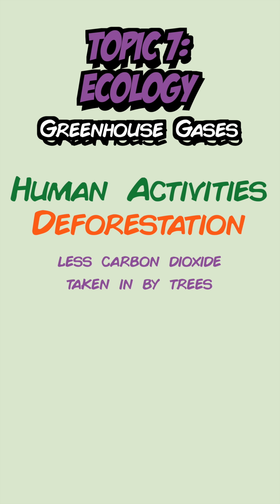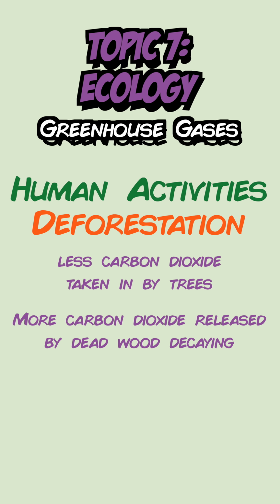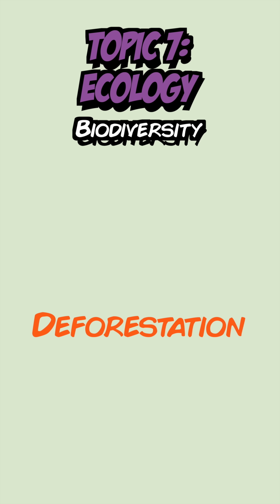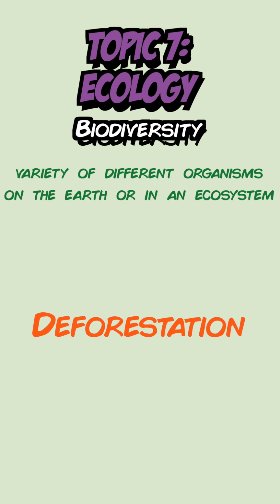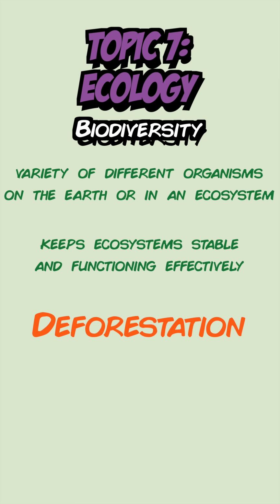Deforestation has had an impact on greenhouse gases, as cutting down trees has meant less carbon dioxide has been taken in by the trees and more carbon dioxide has been released due to the dead wood decaying or being burnt. Deforestation has also led to a reduction of biodiversity. This is basically the variety of different organisms on Earth or in an ecosystem. A high biodiversity is important as it keeps ecosystems stable and functioning effectively.